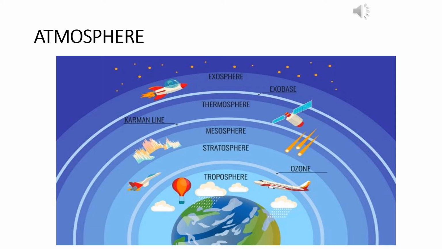After the mesosphere, there is the thermosphere. Thermosphere is a very thin layer, mostly ions are present in it, and satellites revolve around the Earth in the thermosphere. After the thermosphere, there is the exosphere, which is the last layer of the atmosphere, and after that the Earth's gravitational field stops working.